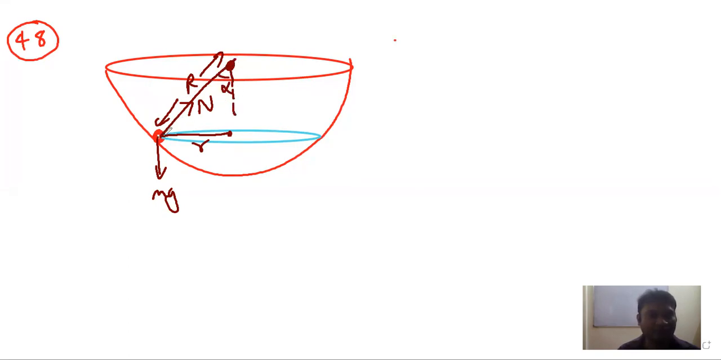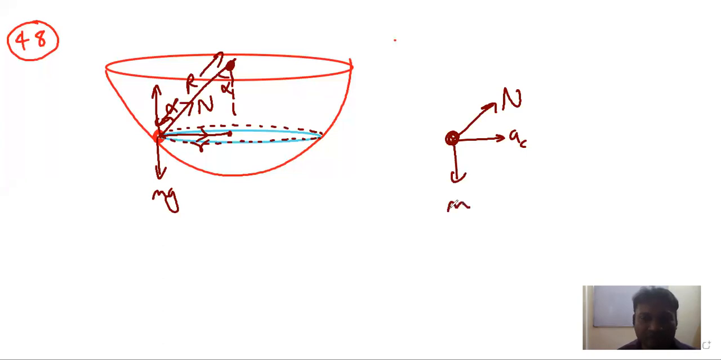Let us take the component of this normal reaction N. Why am I taking the component of N, not the component of mg? Because we have to take the components along the direction of acceleration and perpendicular to it. This particle is moving in this circular path, blue color. So the centripetal acceleration will be like this. For the particle, centripetal acceleration is here. Normal reaction is here. Mg is like this. So take the component of normal reaction, N cos alpha, and another component which is N sin alpha.